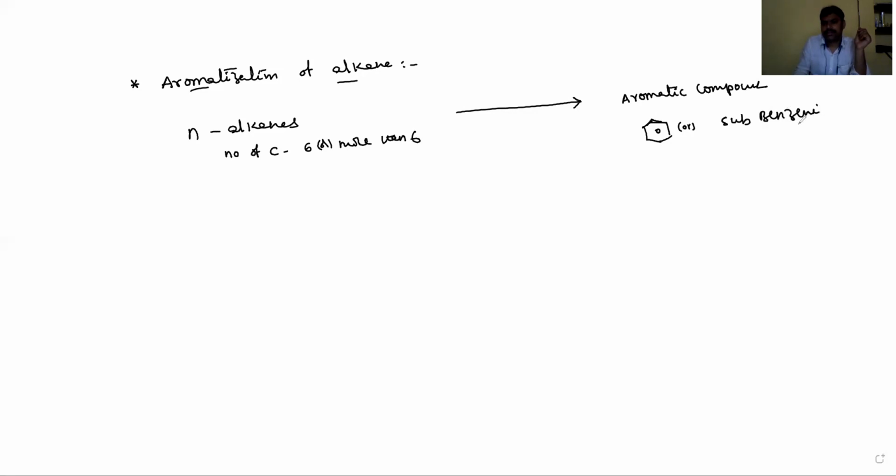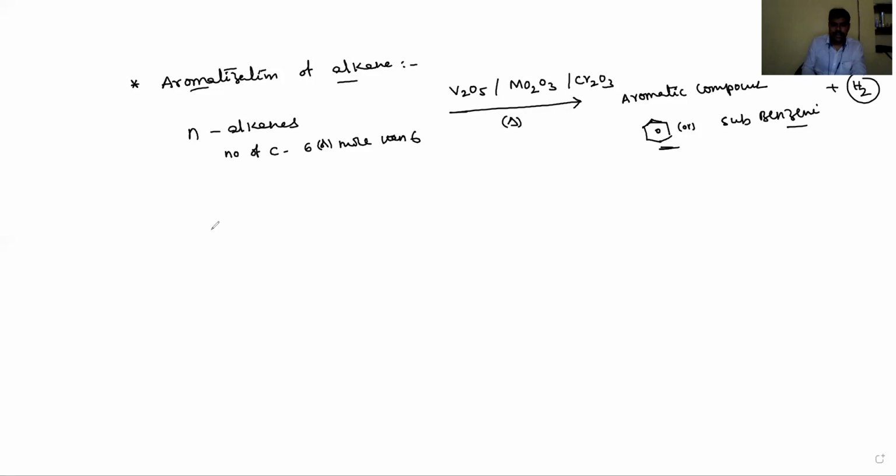Benzenes are the product. Substituted benzene is the product. So here, the main important aromatization catalysts are vanadium oxide V2O5, molybdenum oxide, or chromium oxide. These are the aromatization agents, dear students, very important. Then H2 is lost and it is converted into benzene or substituted benzenes.